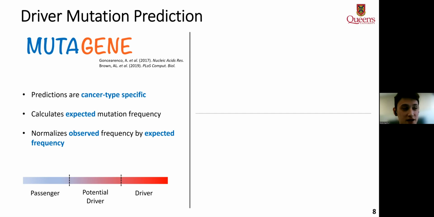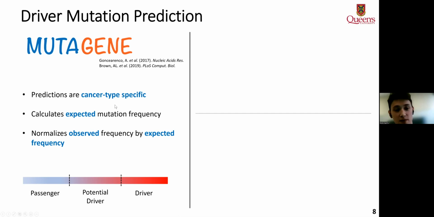And conversely, it is also possible that a mutation might be observed several times inside of a given cancer type, but it may not be a driver. It may just be the passive byproduct of a mutational process that is affecting patients inside of that cancer cohort. So without getting into the MUTAGENE method too much, it gives predictions as to whether a mutation is a driver or not for individual cancer types.